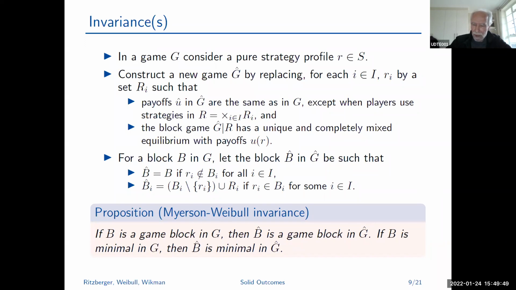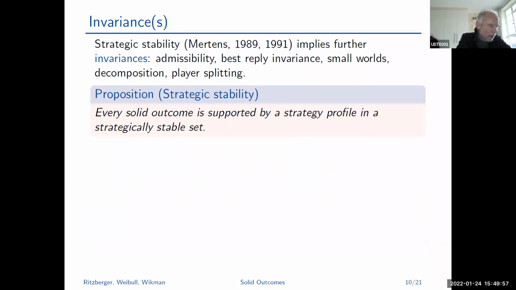Then, of course, there's the question of why this solution concept is preferable to strategically stable sets, right? Because strategic stability, at least in the Mertens formulation by the end of the 80s, satisfies lots of invariances. And I always get the number wrong. It's something between 9 and 11 or so. So I certainly missed some of those that I listed here.